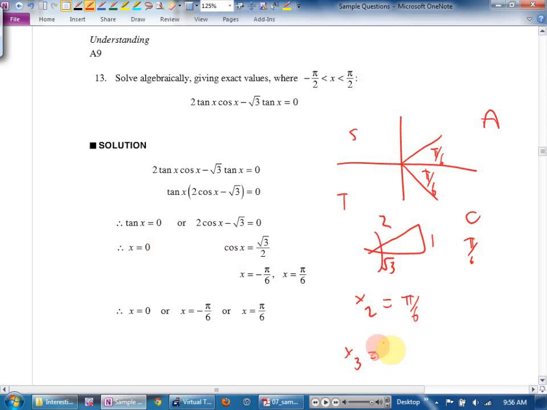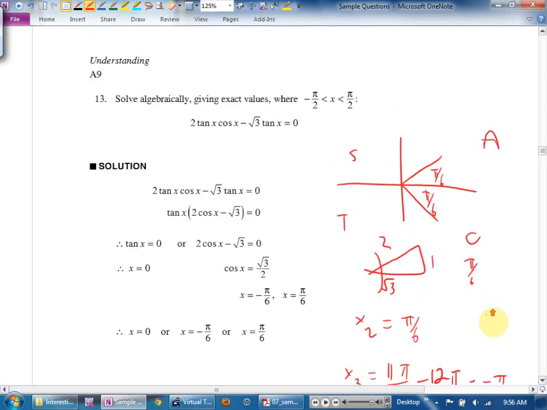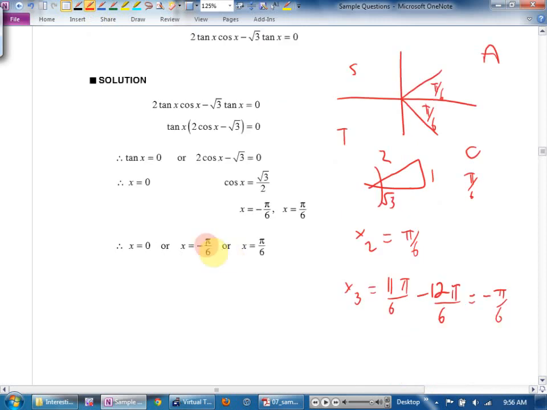Now this one here is not in my domain. No problem. Just subtract the period from it. Except I would not subtract 2 pi. I would subtract 12 pi by 6, which is 2 pi. It's the same angle, but now I am in my domain. I am between negative pi over 2 and positive pi over 2. So that's where that negative pi by 6 came from. There's the pi by 6, and 0 would come from the fact that tangent is 0 at 0, because that's what it is.